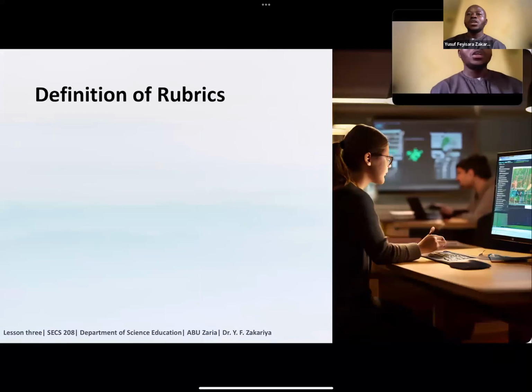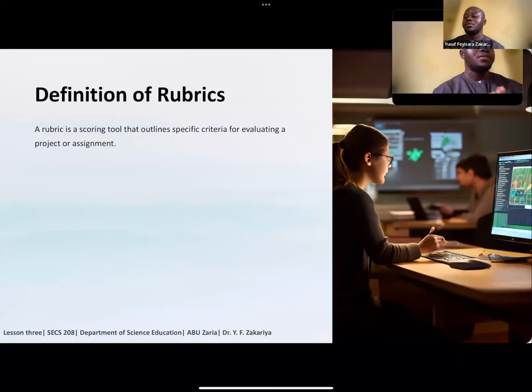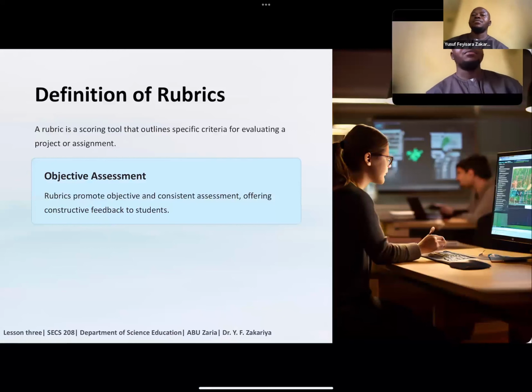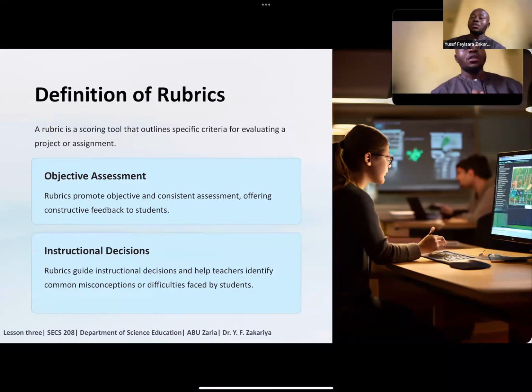So, definition of rubrics. A rubric is a scoring tool that outlines specific criteria for evaluating a project or assignment. All right? The main objective is to promote objective and consistent assessment. It offers constructive feedback to students. A rubric guides instructional decisions and helps teachers identify common misconceptions or difficulties faced by students. So they are more or less like a guide through which you assess work, but it is not like pass or fail.